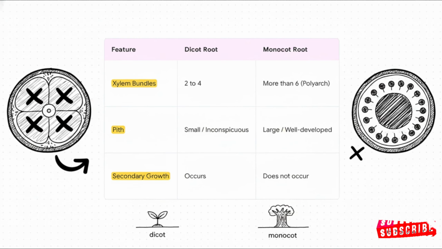But the most critical difference, the real game changer, is secondary growth. Dicot roots can actually grow thicker year after year, which is what anchors huge trees. Monocot roots can't do that. And that, right there, is why you will never, ever see a tree-sized blade of grass.